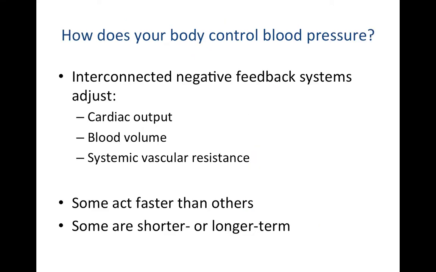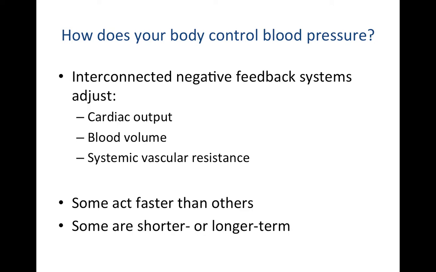And there are different ways that this is accomplished. You have lots of different feedback mechanisms that help make sure that your cardiac output, your blood volume, your vascular resistance overall are within normal levels. Some ways act faster than others, so neural mechanisms, reflexes, those are going to act very quickly. And then different ones act for a short term and some act for a longer term.